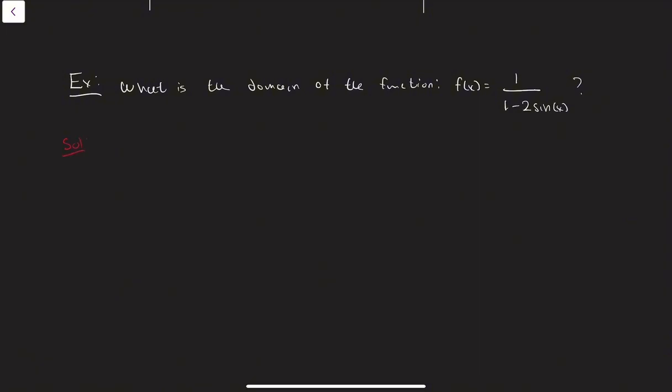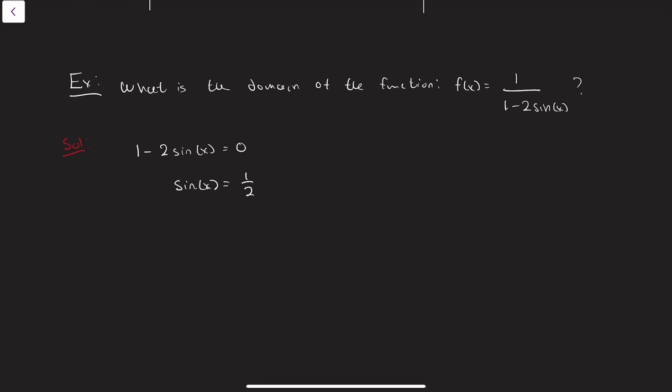So to find the domain, we know that the denominator can never be 0, and that is the only restriction on this type of function. So let's find where the denominator is 0. So we set the denominator, 1 minus 2 sine of x, equal to 0. Now let's solve for sine of x, not necessarily x, but let's solve for sine of x. If we subtract 1 and divide by negative 2, we get that sine of x is equal to 1/2.